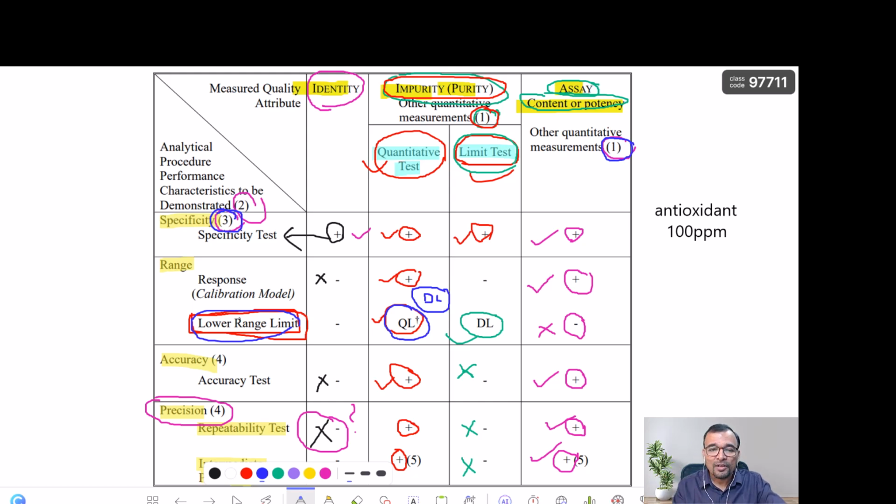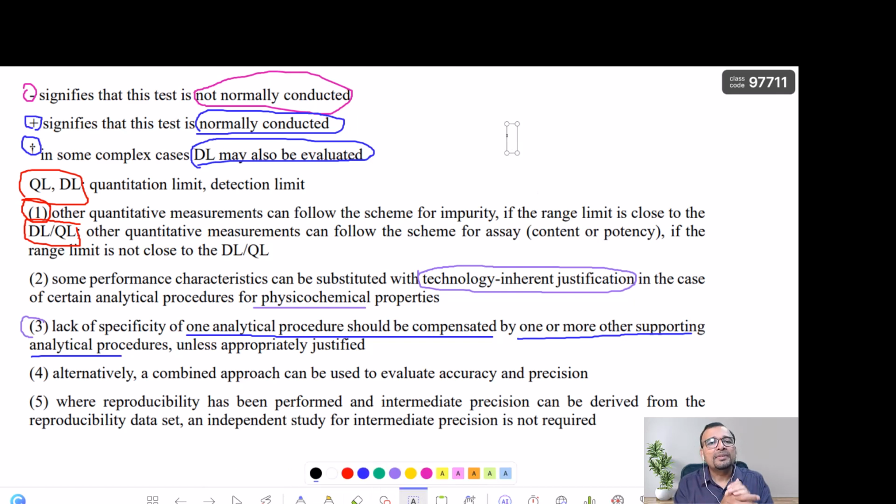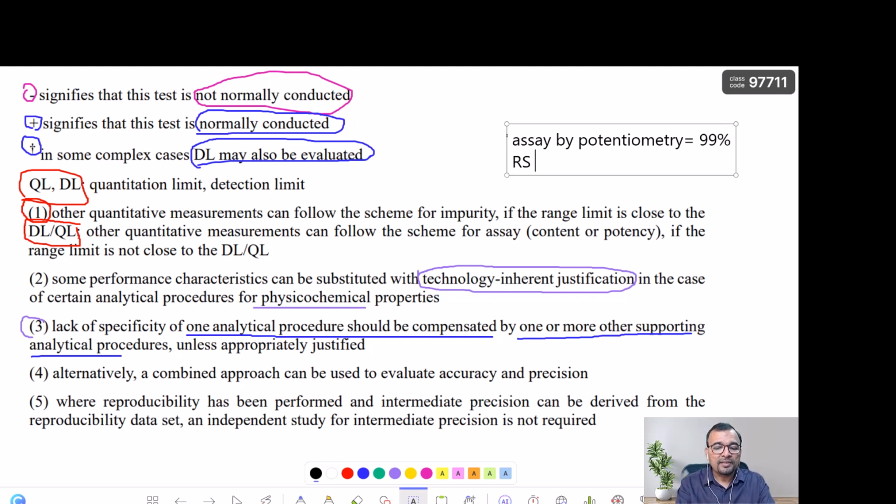That is, I am not sure. So I can use another suitable technique, one more supporting analytical procedure, where let us say the related substances are measured accurately. So assay by maybe potentiometry, result is 99%. And if I say that RS by HPLC, result for the same batch is 1%.